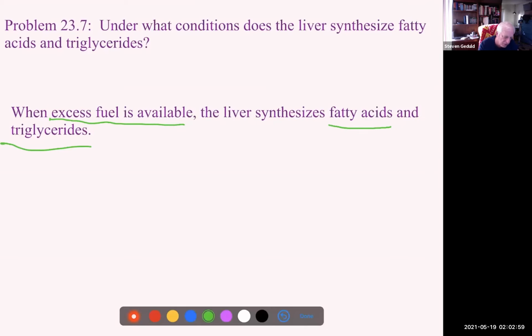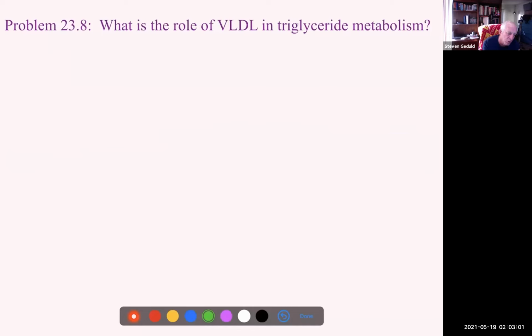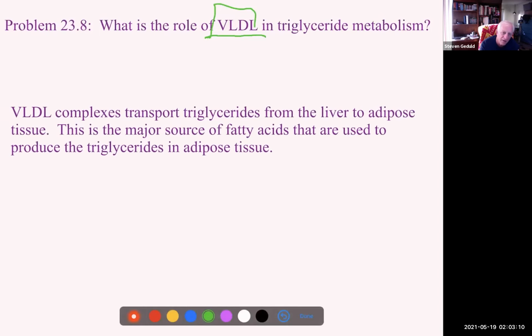Okay. That's how you get extra cholesterol in your body. What is the role of very low density lipoproteins in triglyceride metabolism? What does VLDL do? It's a carrier. The VLDL complex transports triglycerides from the liver to your adipocytes. This is a major source of fatty acids that are used to produce triglycerides in adipose tissue.